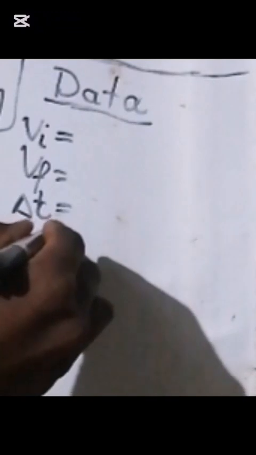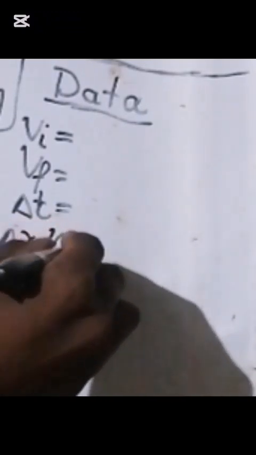So first, we have to collect our data. Things are different here in projectile. When you are collecting data, you have to check for 5 things. First, you have to check V initial if you are given, and you have to check V final if you are given. You have to check change in time if you are given, and you have to check change in X or change in Y. It will depend on the motion of the object.